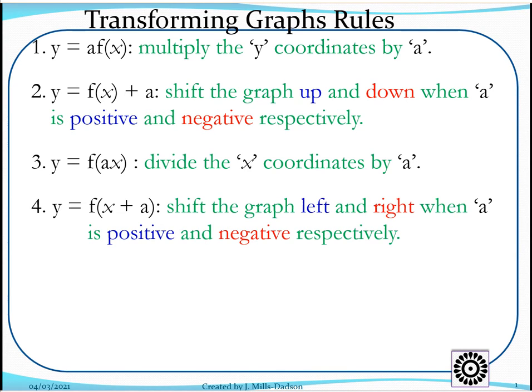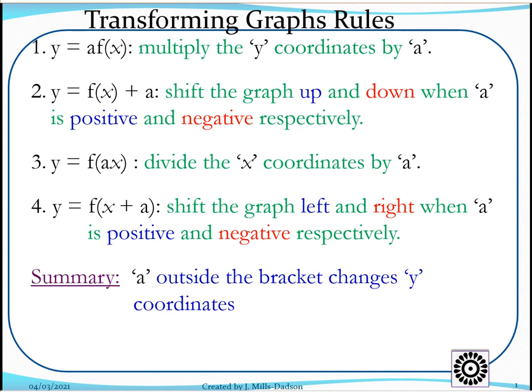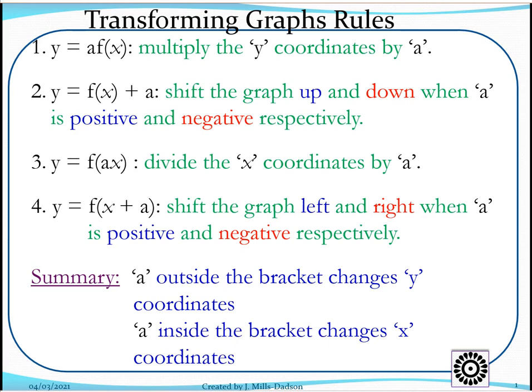Then lastly, when you have y equals f of x plus a, in bracket, shift the graph to the left when a is positive, and shift it to the right when a is negative. So they work in the opposite way. So left when a is positive, and right when a is negative. So that's also a horizontal shift translation. So in summary, when the number a is outside the bracket, the changes will happen on the y coordinates, and when it's in the bracket, the changes will happen on the x coordinates.